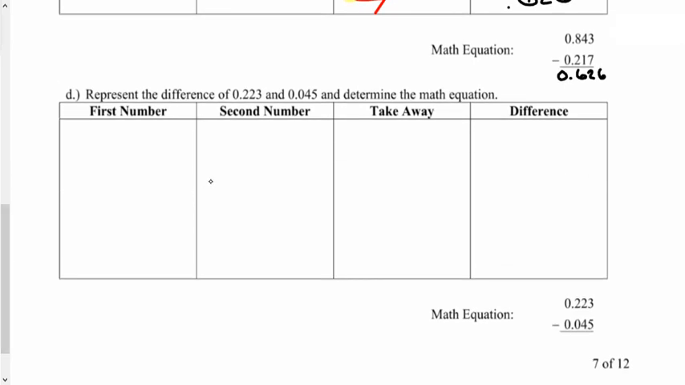Okay, last one. 0.223. This again, if you haven't been doing this, it's great to pause and try to work ahead and try to do this on your own. Okay, so definitely try to do that if you haven't.